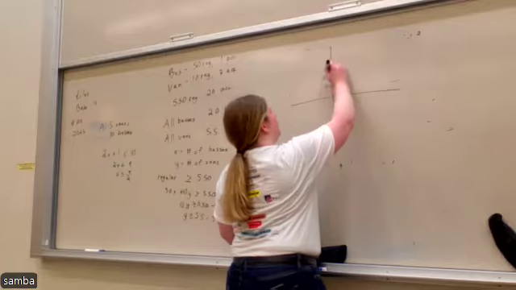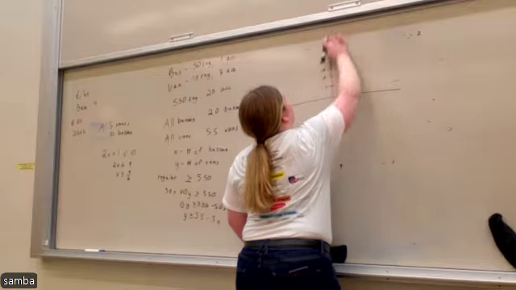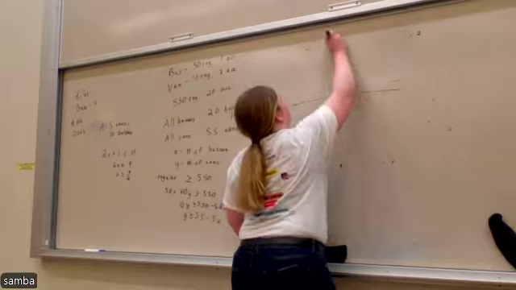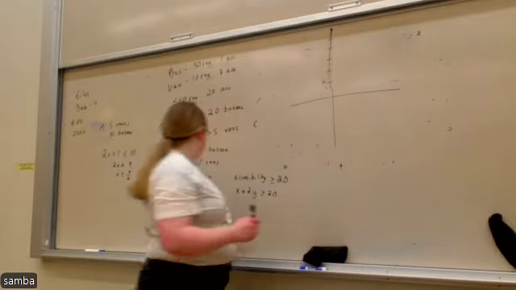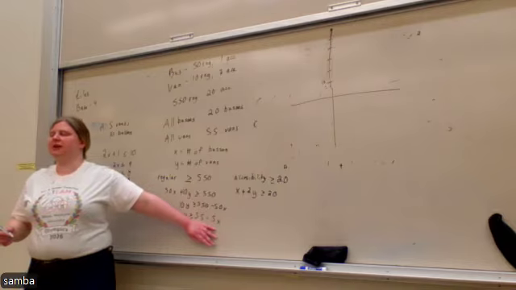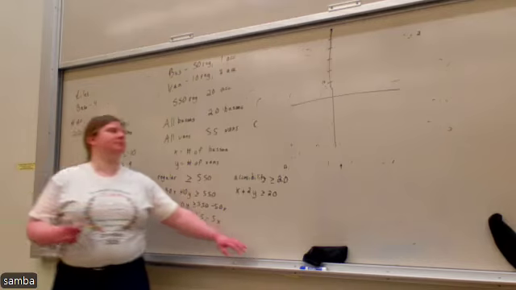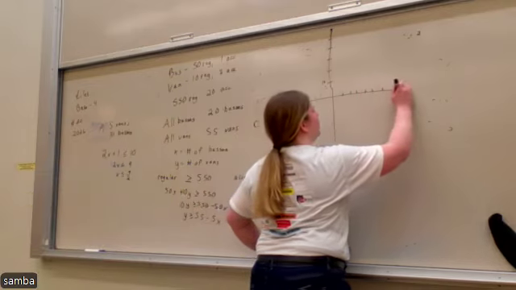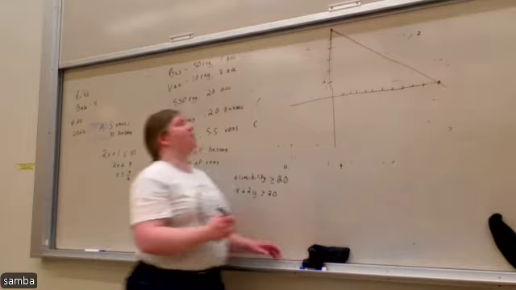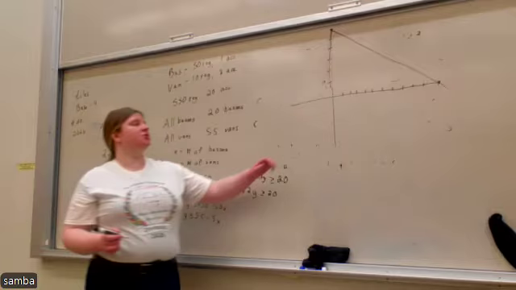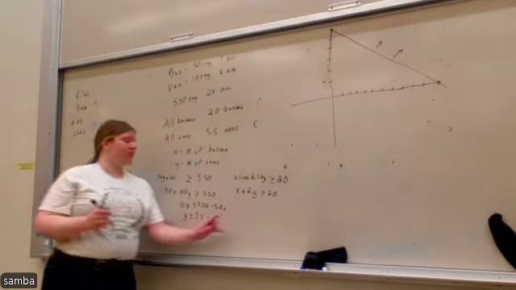So 5, 10, 15, 20, 25. 10, 20. So we have a point here. It's decreasing by 5, so when's it going to hit the x-axis? 11, right? So 1, 2, 3, 4, 5, 6, 7, 8, 9, 10, 11. And we want our y to be bigger than that, so we would want things up here. But that's only one of them.